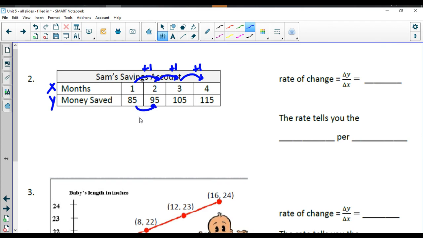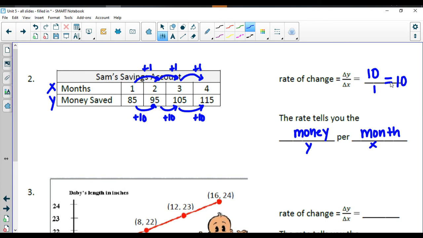When we go from 85 to 95 down here, this went up by 10. 95 to 105 went up by 10. And 105 to 115 also went up by 10. So our Y value is changing by a positive 10, and our X value is changing by a positive 1. So 10 divided by 1 is just 10. The rate tells us the Y divided by the X. So my Y label is the money saved per month. That tells me that Sam is saving $10 per month.